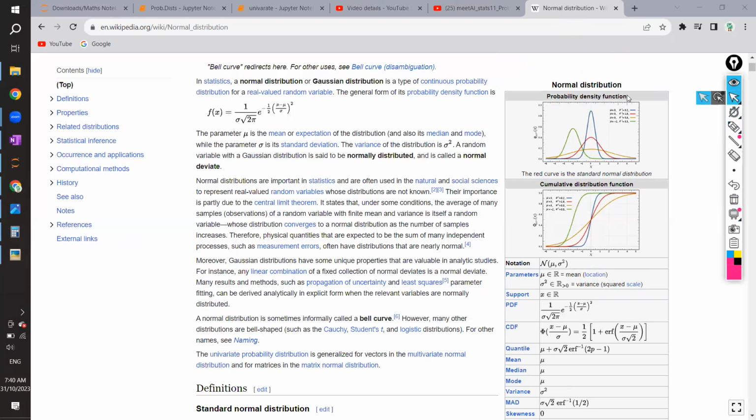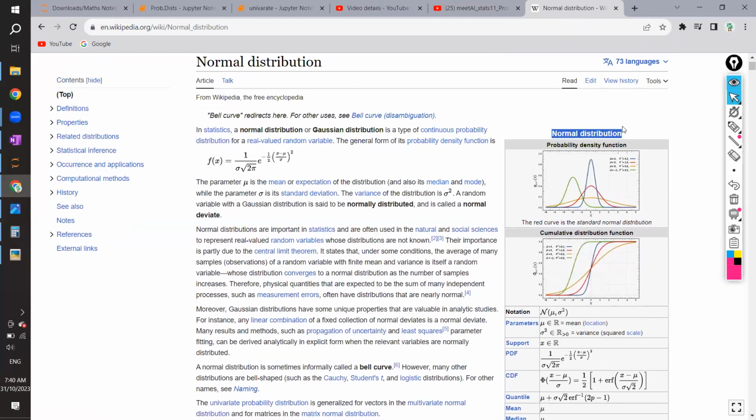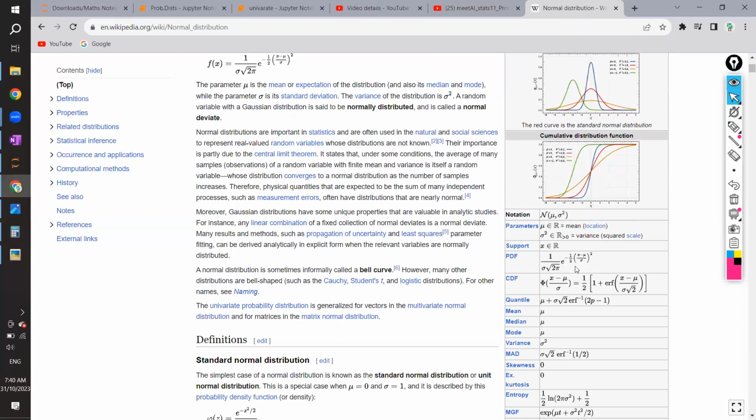And each type of distribution will have its own function. See, for the normal distribution the PDF function is this: 1 by sigma square root of 2 pi, e to the power of minus 1 by 2, (x minus mu by sigma) squared. Don't get scared by this formula, it is a simple formula. This formula is the probability density function. That means it will give you the probabilities.